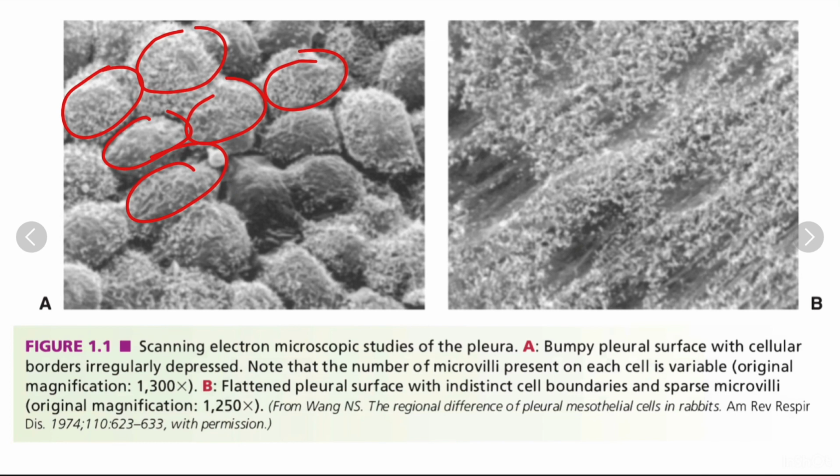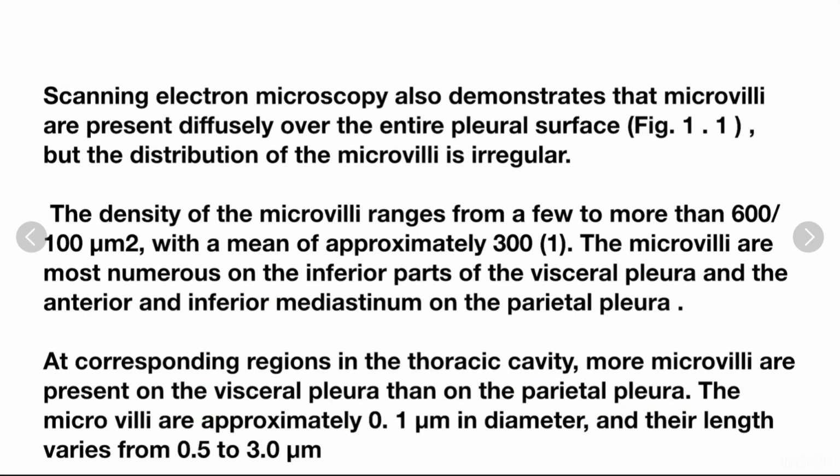Note that the number of microvilli present on each cell used to be variable. And this second diagram is a flattened pleural surface with indistinct cell boundaries and sparse microvilli. Scanning electron microscopy also demonstrates that microvilli are present diffusely over the entire pleural surface, but the distribution of the microvilli is irregular. This is not a regular distribution.